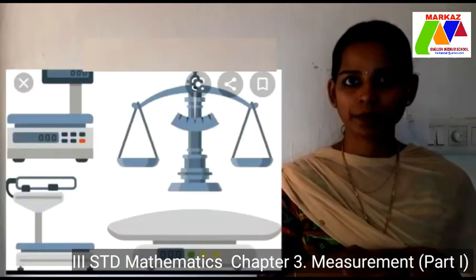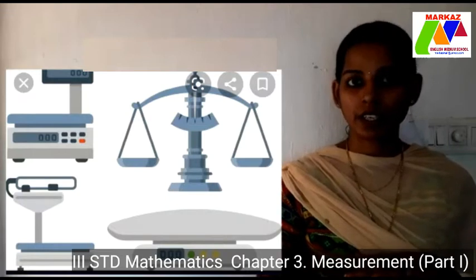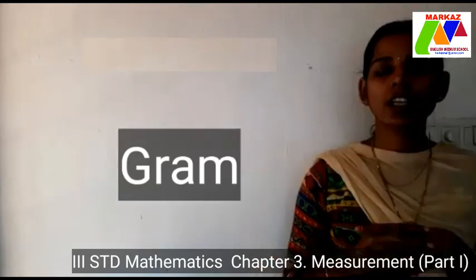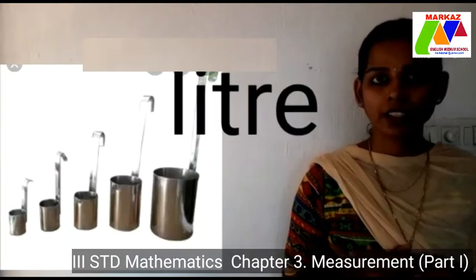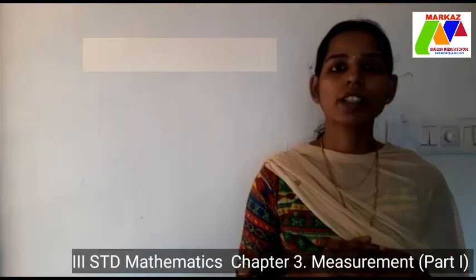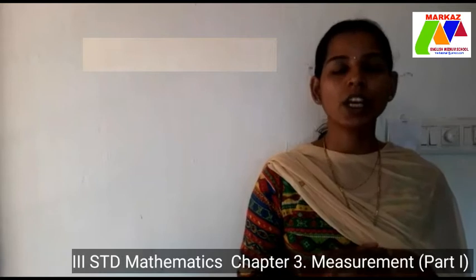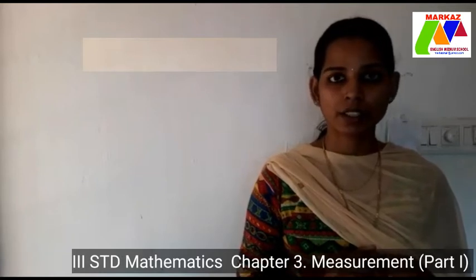Students, weight is mainly measured by these kinds of instruments. The smaller unit of weight is milligram, slightly bigger than milligram is gram, and even bigger than gram is kilogram. In order to measure liquid, we use units like liter. Now let us study how to convert meters into centimeters.